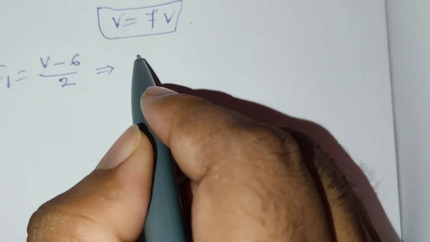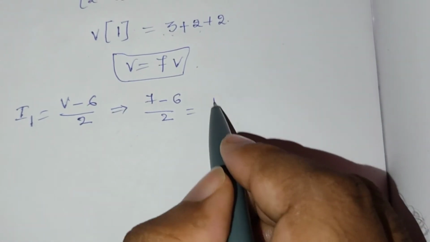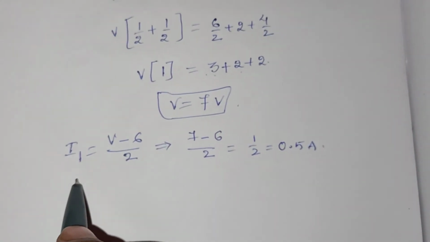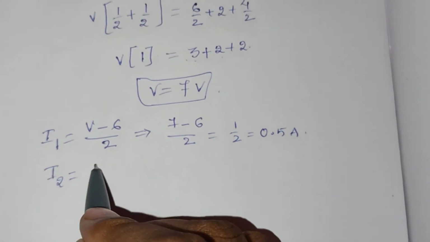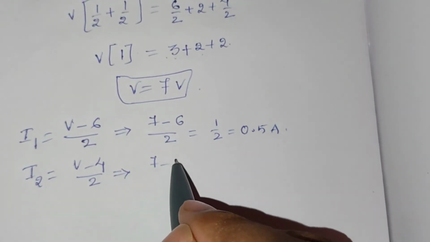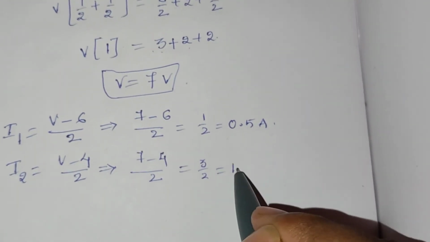Okay, so what is V? V is 7 volts, and 6 minus 2, that will be 1 by 2. This is 0.5 amperes. This is our I1. So let us find I2. I2 equal to V minus 4 by 2. So V is 7 here, minus 4 by 2, equal to 3 by 2, that is 1.5 amperes.